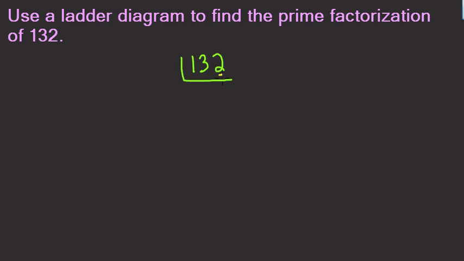Well, it ends with an even number, so one of the factors has got to be 2. So 132 divided by 2. Come over here and I do my long division. All right, 2 goes into 1 0 times, but 13 6 times. Drop my 2 there. 6 times, so 66. So what I'm going to do is write a 66 right here. 2 times 66 is 132.